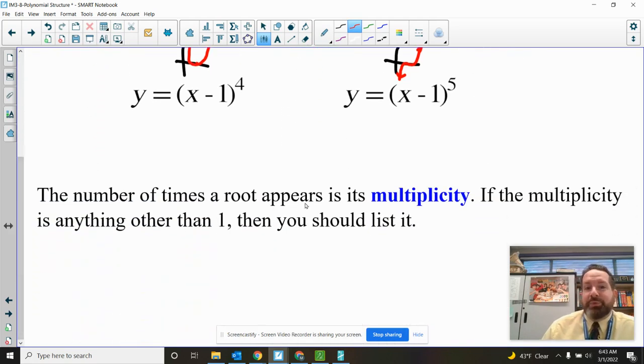The number of times a root appears is referred to as its multiplicity. And if the multiplicity is 1, you don't need to mention it. But if it's anything other than 1, if a root shows up more than 1 time, you do need to make a note of that, because as you can see, it has an impact on how your graphs end up looking.